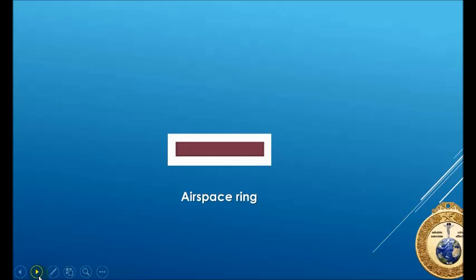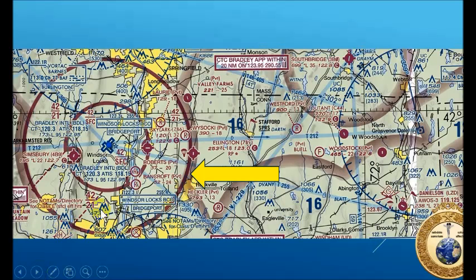Airspace ring. Alright, that's Class Charlie. I know it's Class Charlie. Designed this. Alright, Class Charlie. And you know what? As you're looking at this, just kind of look at the other stuff. Look at the boundaries, okay? 2,100 to 4,200 feet. This ring here.